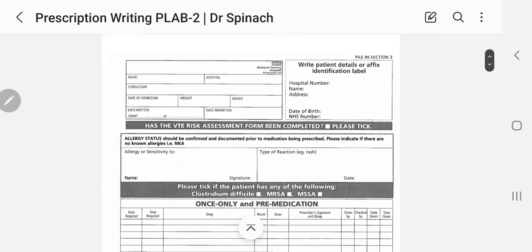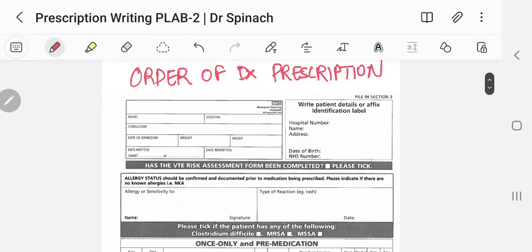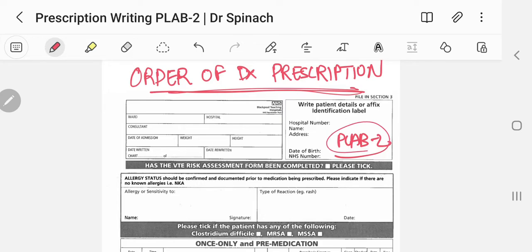Now, first see the order of drug prescription. When you are in a hospital, or let's say you are in your PLAB-2 cubicle in the center, and you have to write a drug prescription, just think of a real-life scenario where you're sitting and writing a drug prescription for a patient. You will always and always start with patient demographics. So you have to fill in these details. What are these details? The hospital number, name of the patient, address of the patient, date of birth, and the NHS number of the patient.